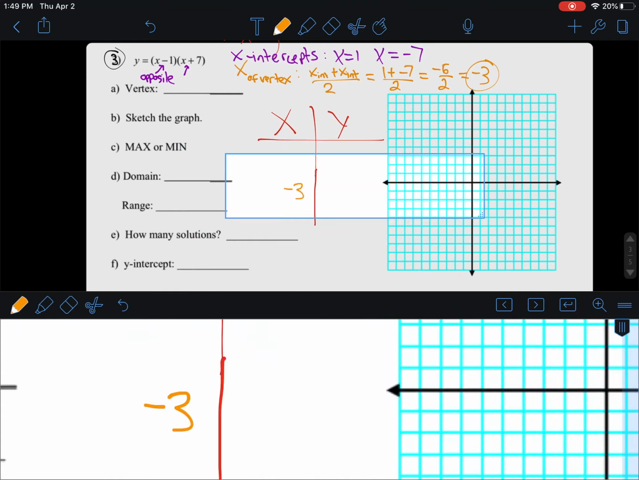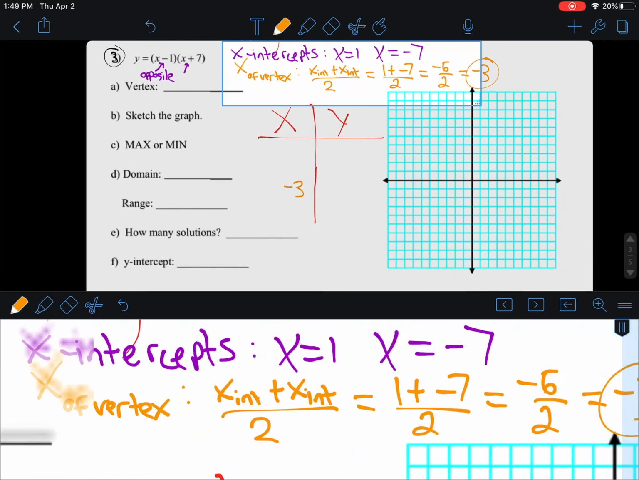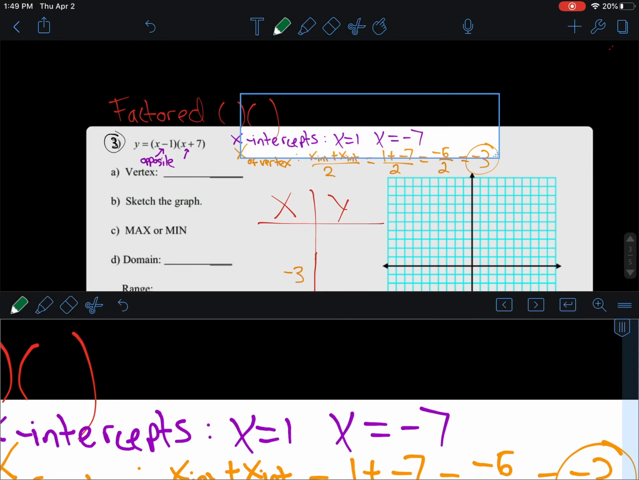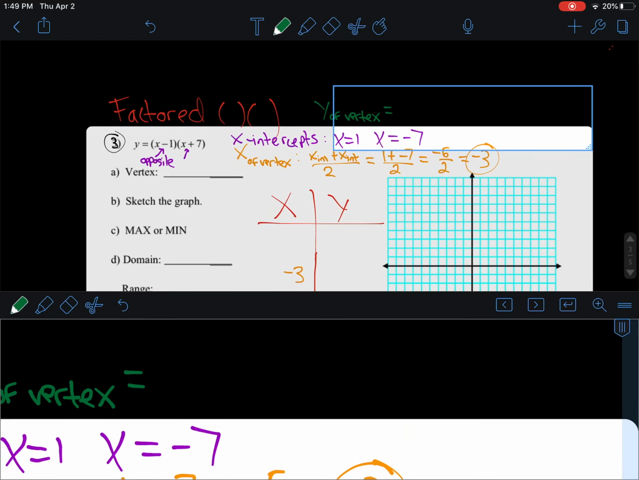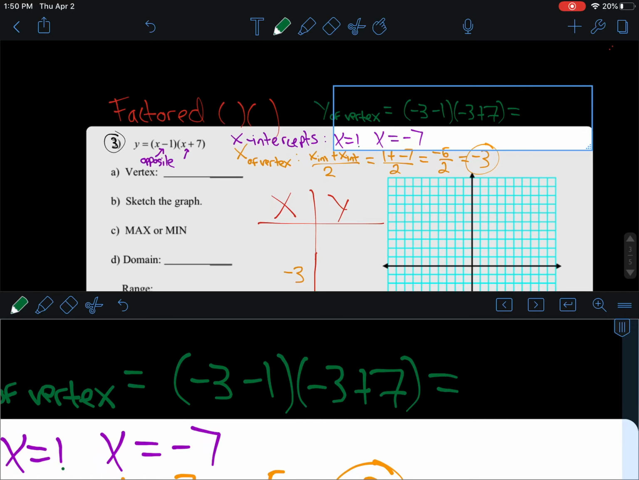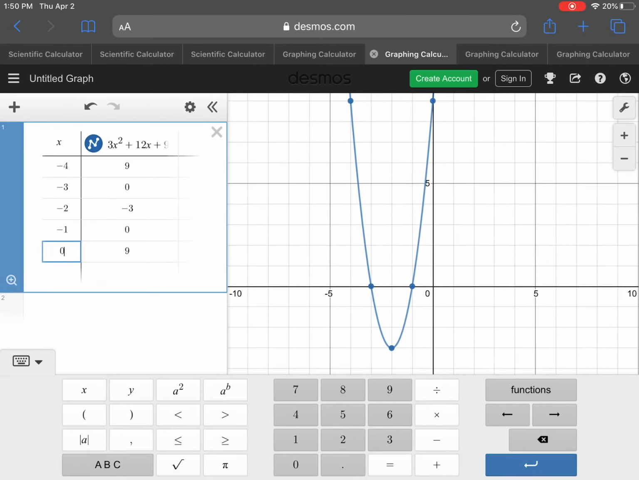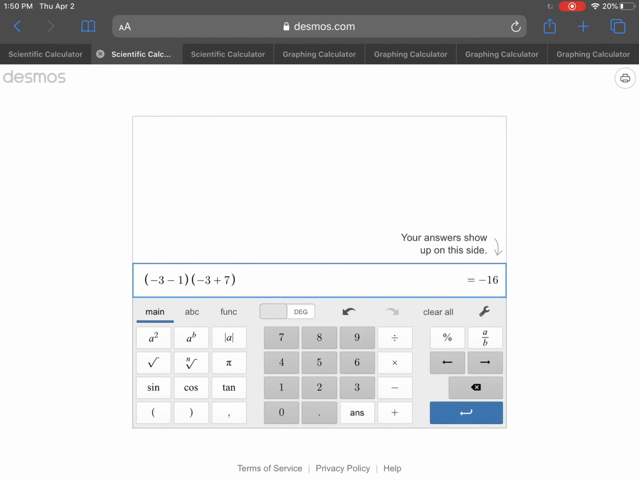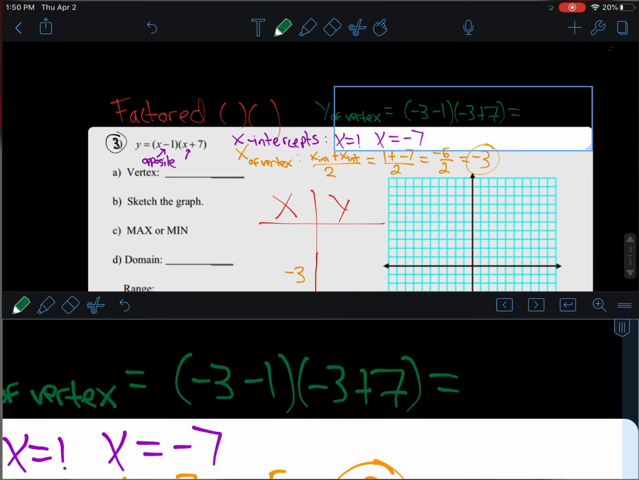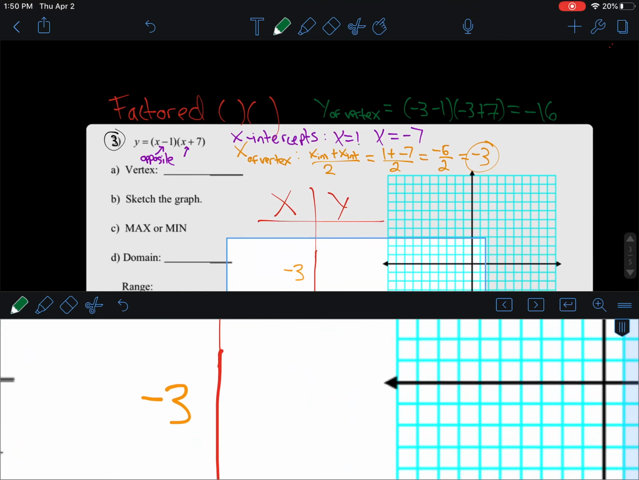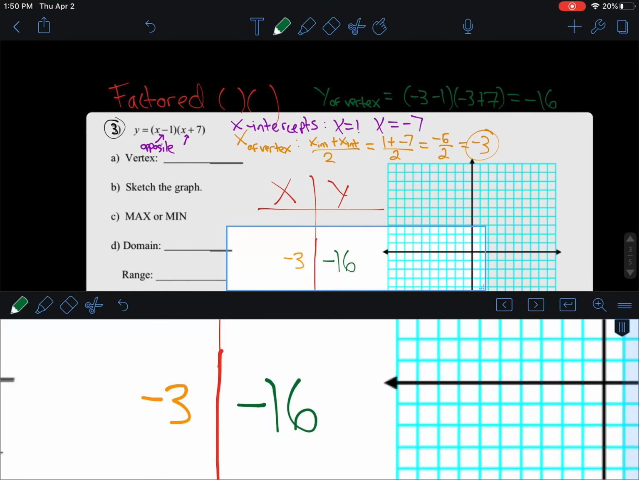Now I find the y of the vertex. I kind of ran out of room, so let's go up here. The y of the vertex is going to be, you plug -3 in. So it's going to be -3 minus 1, and then -3 plus 7. You can plug this into your calculator to get the y of the vertex. I already have that typed in. There you go. I plugged it in my calculator, and I get an answer of -16, which is going to be a little bit off the graph, but that is correct. So -3, -16 is going to be my vertex.